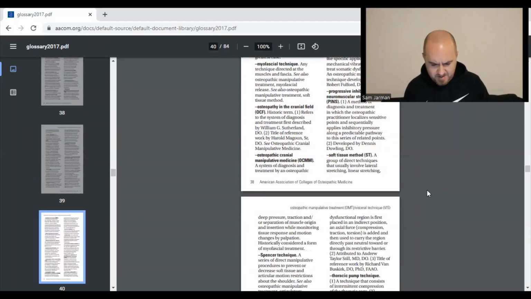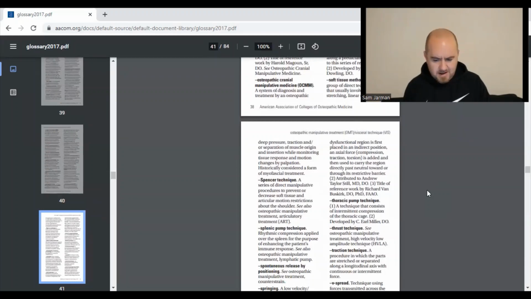And I'll just take a look here really quickly. Spencer technique. Spencer technique realistically is articulatory, right? So you wouldn't necessarily say that it's really a good example of direct treatment, because it's a series of 8 movements, right? That's really all it is.